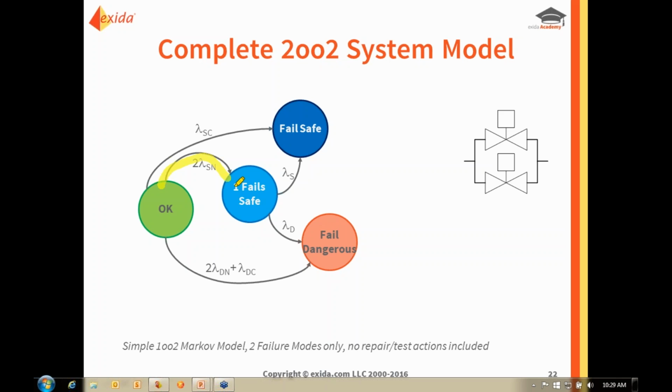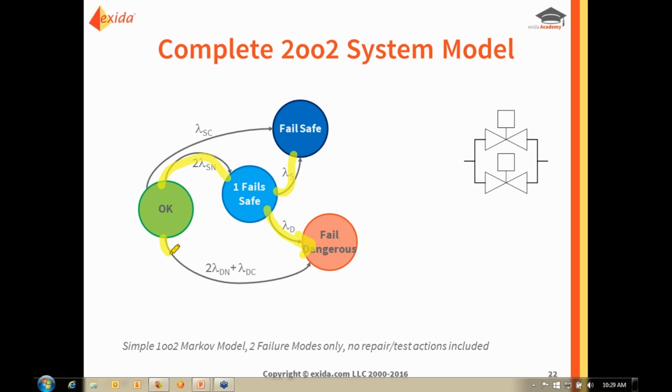One of them is closed. We only need to close the second one. So a second safe failure will bring us to the safe state. But a dangerous failure at that point will lead us to fail dangerous, because at that point we can no longer go to the safe state if one of the two fails dangerous. So that makes sense.